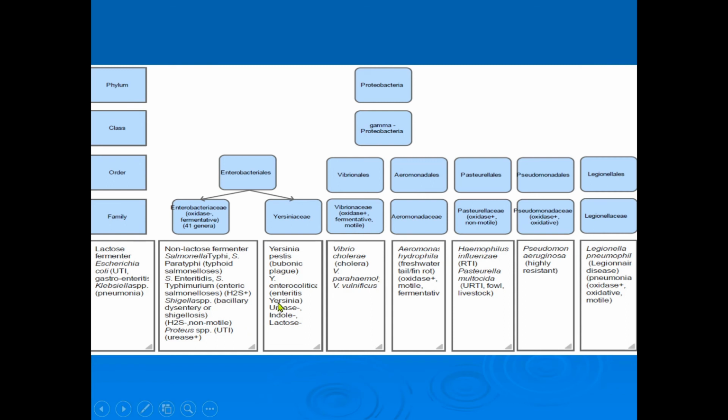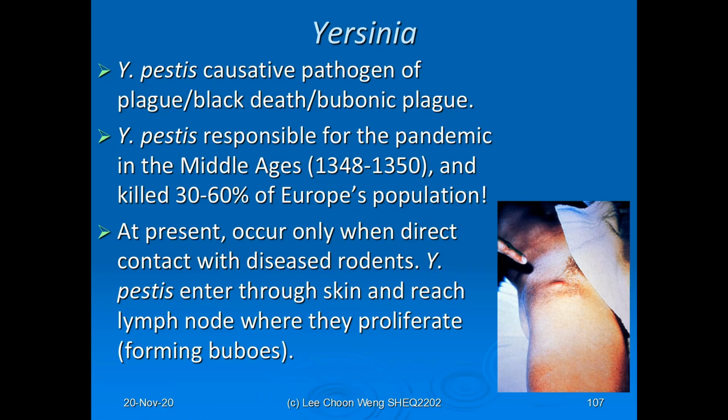They are urease negative, so this helps separate them from Proteus, which gives the urease positive reaction. They are also indole negative. So Yersinia pestis is the causative pathogen for the plague.